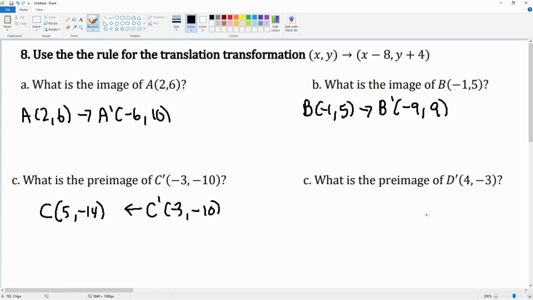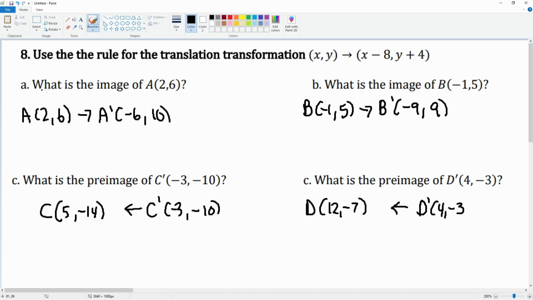Let's do it again. D prime is 4 comma negative 3. It's going to undergo a transformation to the original pre-image points. So to do that, we have to apply the rule backwards. So the original D would be 4 plus 8. We know that as 8, 9, 10, 11, 12. And then the negative 3 is going to be minus 4, which is a negative 7. So there you go. Those are the pre-image points.